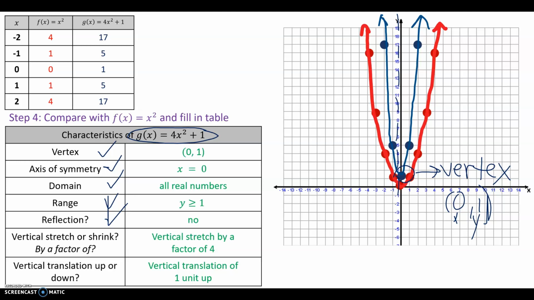Was there a reflection? No, because they're opening in the same direction. Vertical stretch or shrink? Obviously it stretched because it's in the center and it became narrower. And by a factor of what? It's a factor of 4 because your a was 4. And was there a vertical translation up or down? As you can see, it shifted up, a vertical translation of 1 unit up because the vertex was 1 up from 0, 0. So all you have to do is fill the table in after you graph the new function.